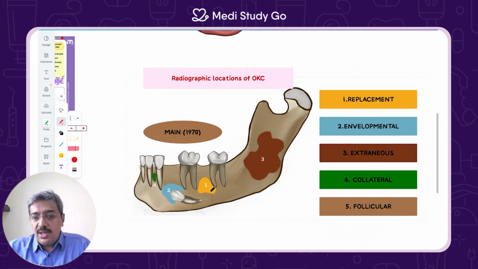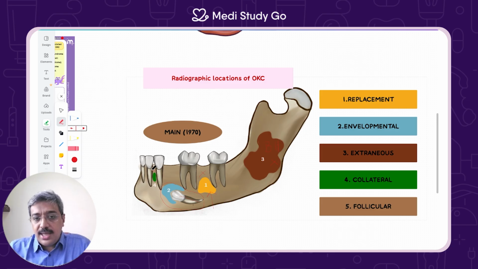The first one is called replacemental. It is called replacemental because the tooth doesn't exist in that particular region. The second type is called envelopmental, in which you can see this tooth is enveloped completely by the cyst. This is called the envelopmental type. The third type is extraneous, which is not in a tooth-bearing area, and it is going into a ramus region, and usually it is originating from the basal cell hamartias.